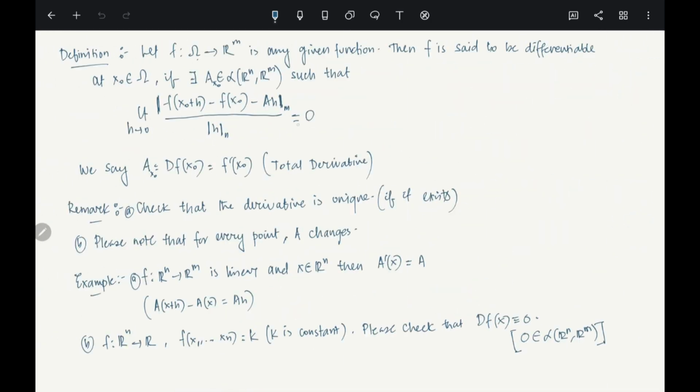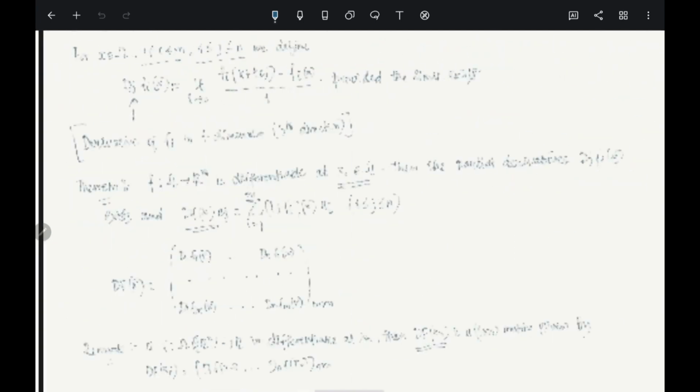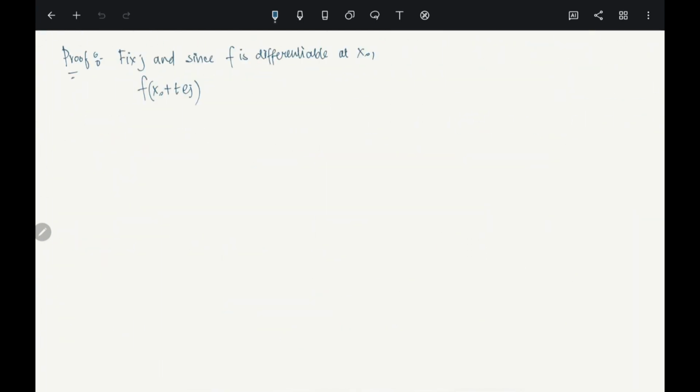This is the definition of differentiability. This definition and the definition which I am writing are exactly the same definition, just broken down into parts. So please check that those two are essentially equivalent. But what I mean to say is this: you see, this h is any direction h in Rn. So I will choose a particular direction, which is ej.